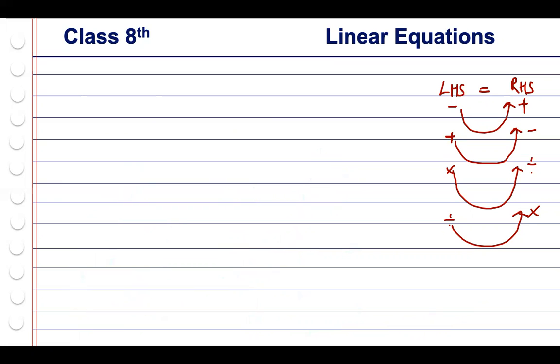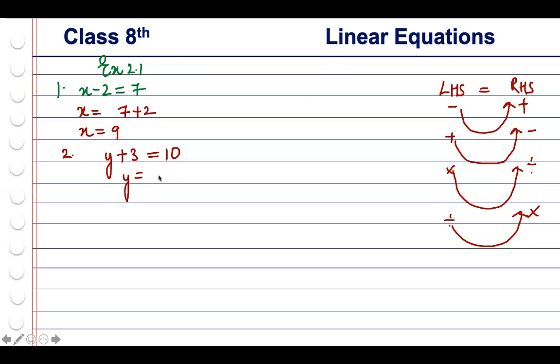Okay, now starting with exercise 2.1. The first question is to solve the following equations. First is x minus 2 is equal to 7. To solve this, I take 2 to the other side. It becomes 7 plus 2, so x is equal to 9. The second question is y plus 3 is equal to 10. I take this 3 to the other side, so it becomes minus 3. I get y equal to 7.